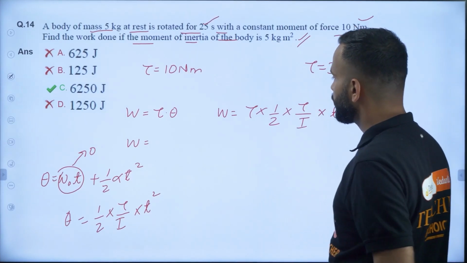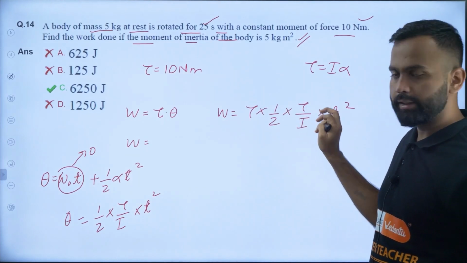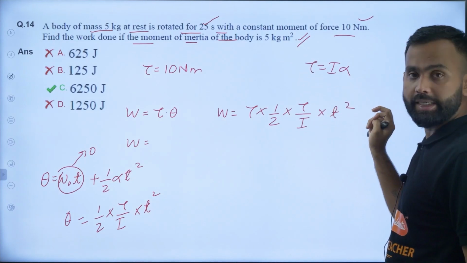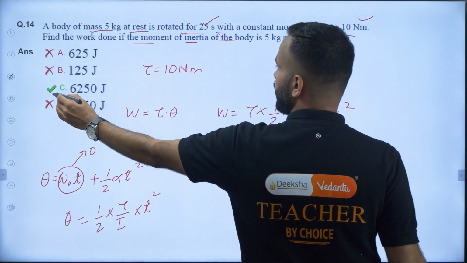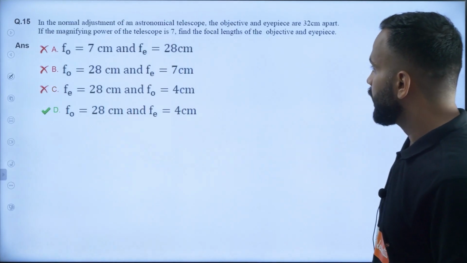So now substitute the values. Tau is 10 Newton meter, alpha is tau by I, right? I is 5 kg meter square and t is 25. So solve this, and you will get 6250 joule. Okay, yeah.